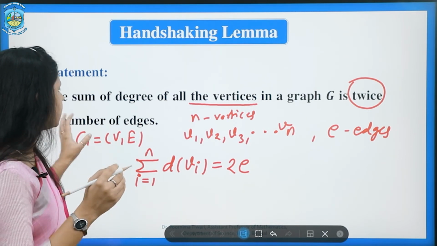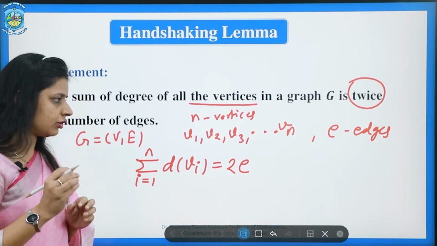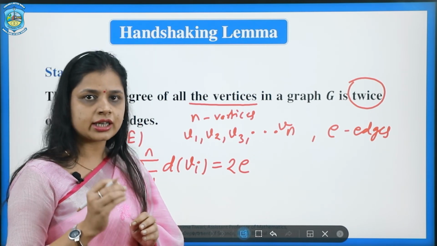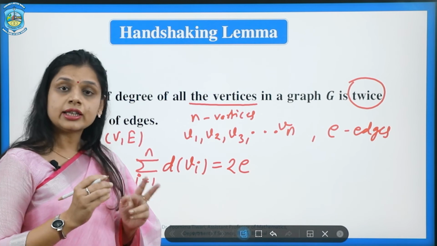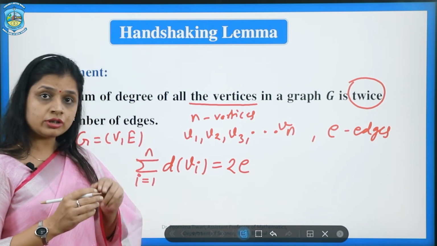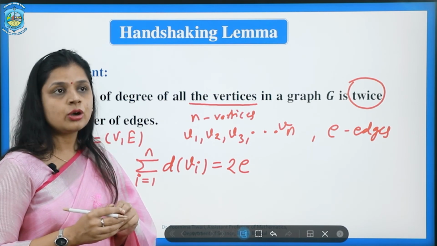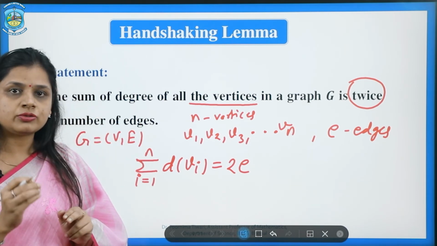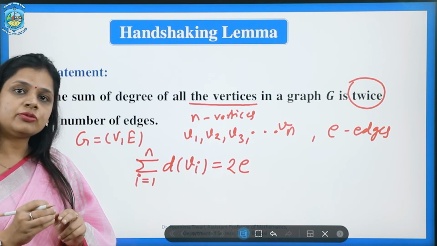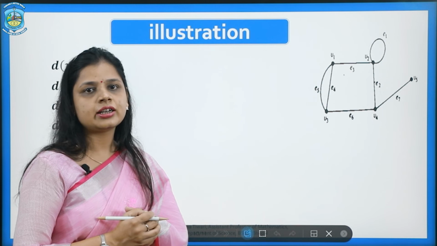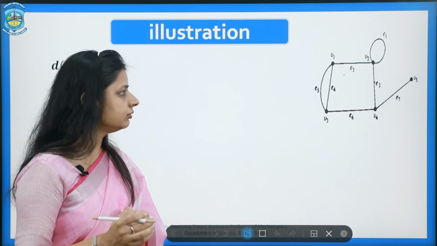We can prove this lemma simply using one argument: each edge is incident on exactly 2 vertices. That is, each edge contributes 2 to the sum of degrees of vertices. So, whenever we get the sum of degrees of vertices, it will be twice the number of edges. We may verify the handshaking lemma for any graph.